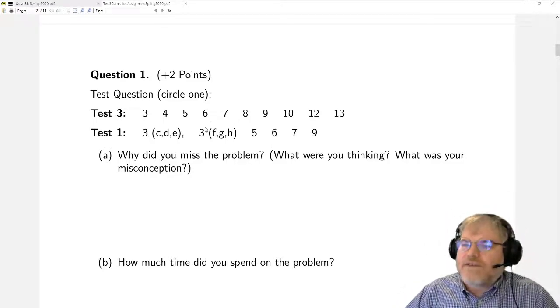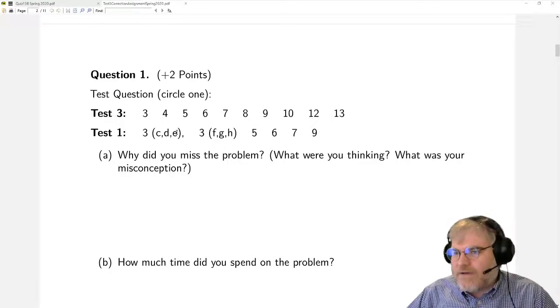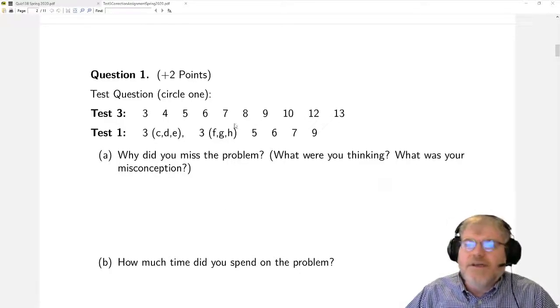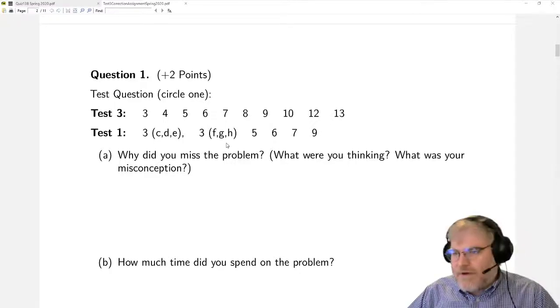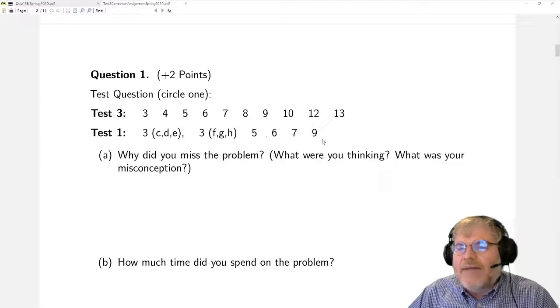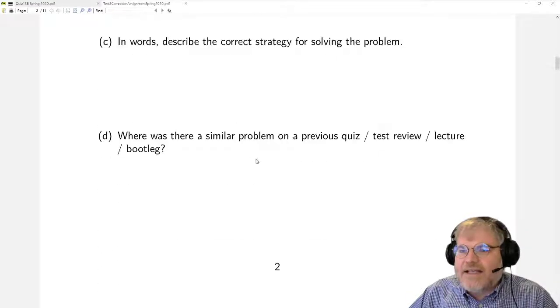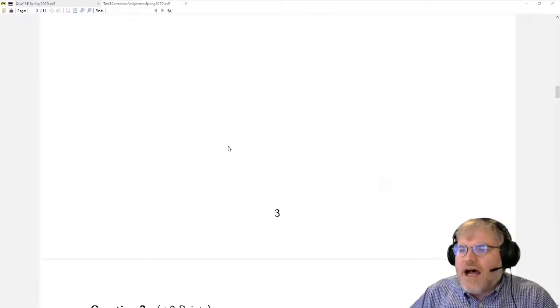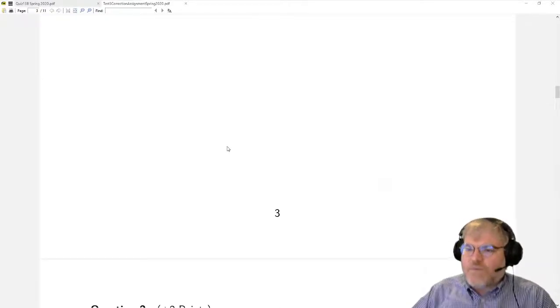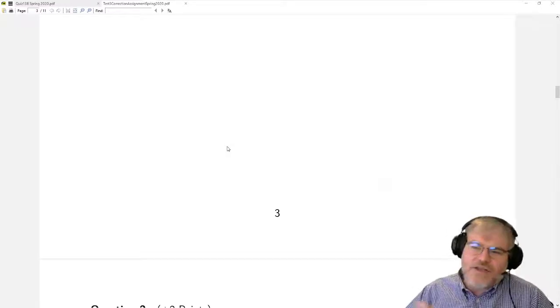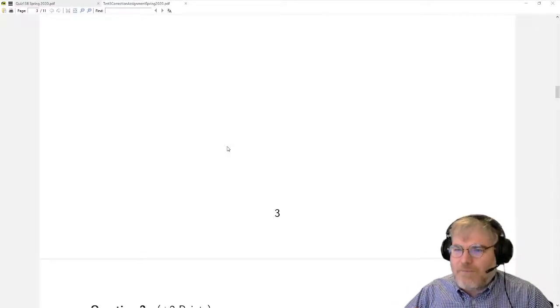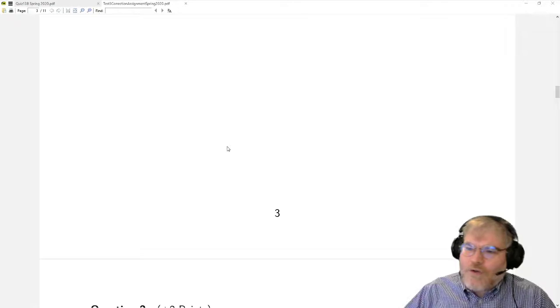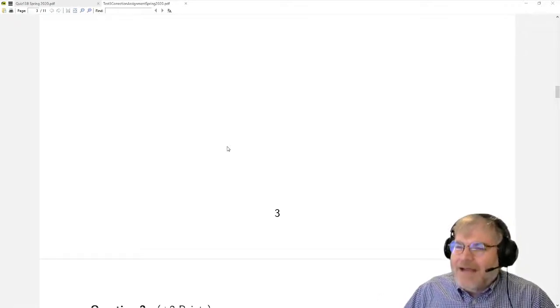So if you miss something from test one, circle it, do the parts. Obviously, you only have to do 3 parts from part 3 if you choose this page, because part 3, if I told you to do the whole question, it's huge. And then it's got the usual stuff. Write the full solution. And there are 5 questions, and I actually computed it out, it's worth like 1.45 something. It's worth almost 1.5 on your final grade.